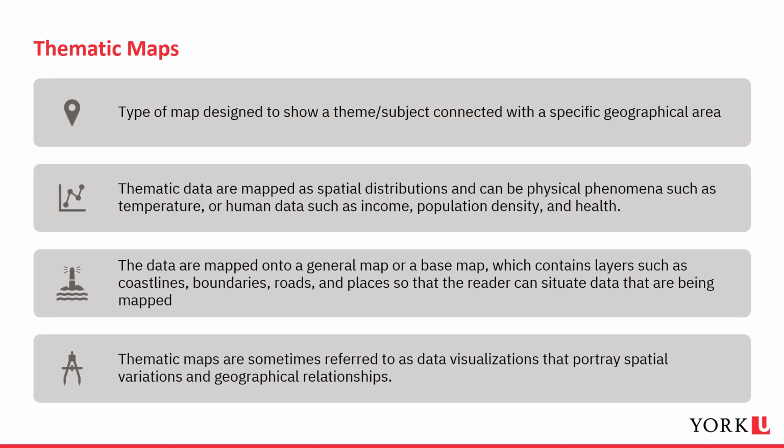We encounter thematic maps on a day-to-day basis. These maps are designed to show how a subject can be connected with a specific geographical area and are created by mapping thematic data to spatial distributions. The thematic data can range from physical phenomena such as temperature to human data such as income, population density, and health. Thematic data are mapped onto a general map or a base map, which contains layers such as coastlines, boundaries, roads, and places, so that the reader can situate data that are being mapped.